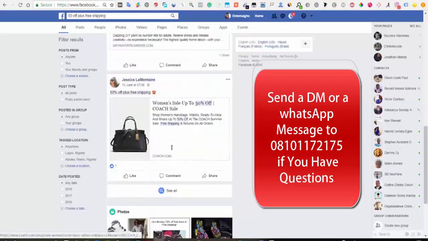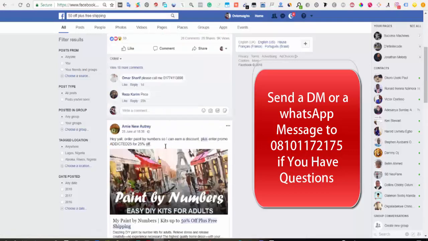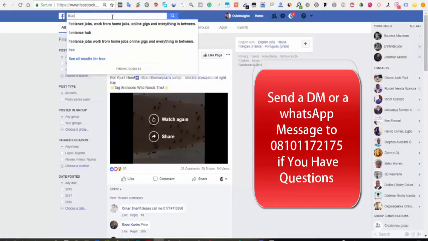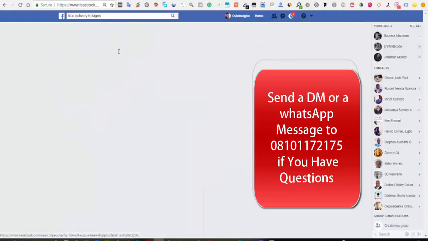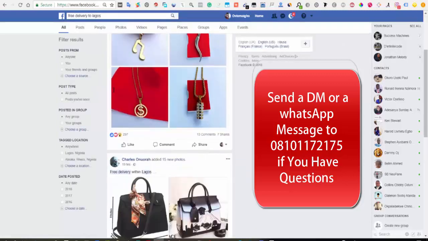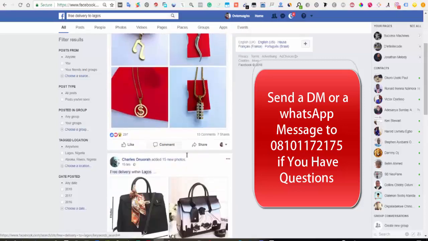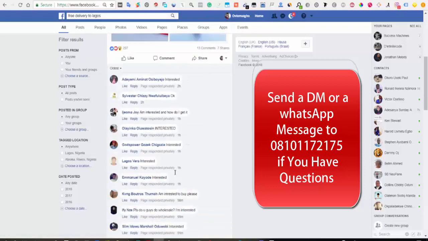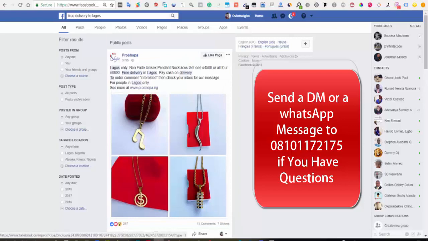Okay, so you look a little bit deeper to find what you can actually offer. So you can search for something like free delivery to Lagos. Okay, so let's say free delivery to Lagos. So you go a little bit deeper into this. It was posted 3 hours ago, and it has 13 comments already. You can see interested, okay, interested, and you can easily get these things so cheap and sell them at a very good price.